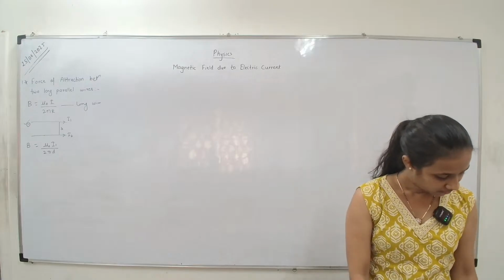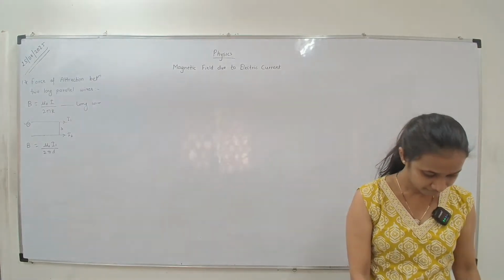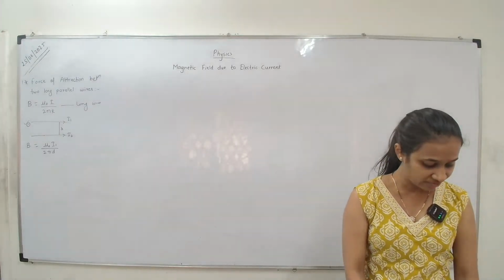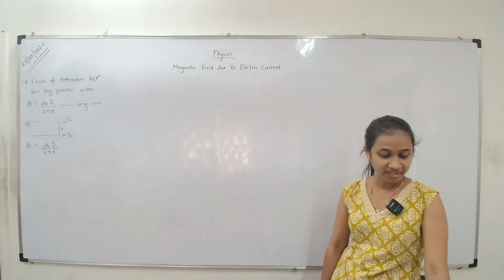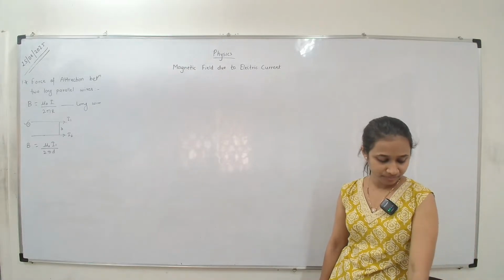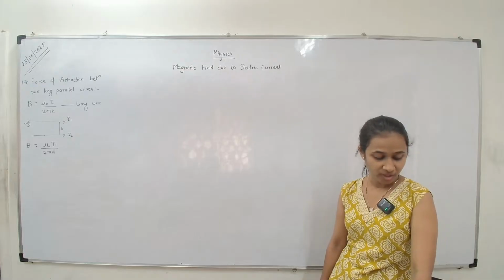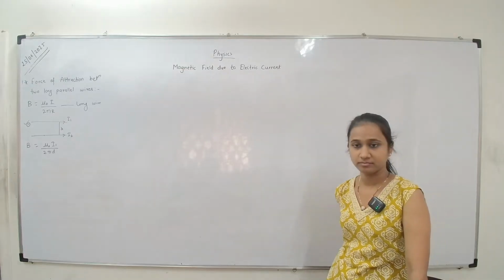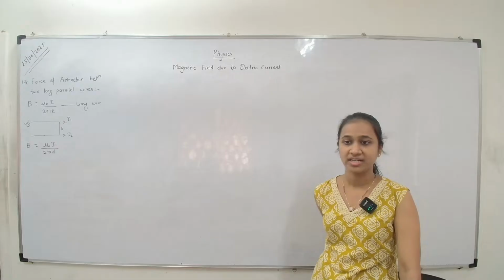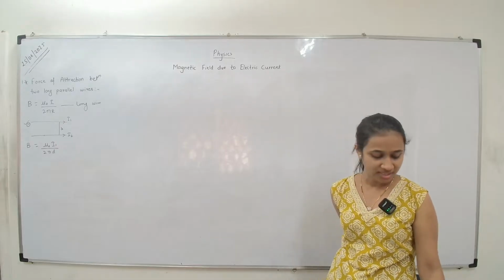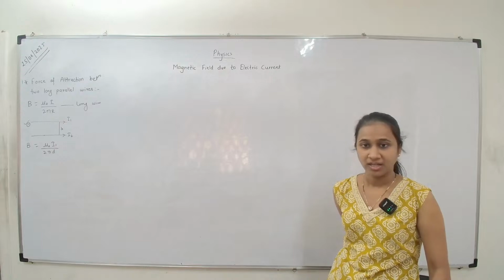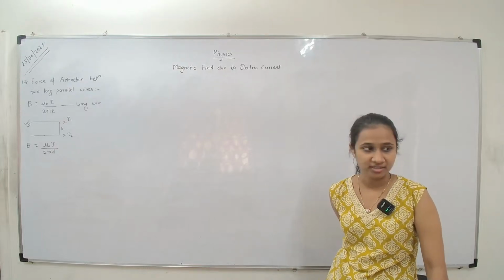Page number 235. Magnetic force on a wire carrying a current. Equation 10.14. What is the magnetic force? It is current into length into magnetic field. That is I L bar cross B bar. That is the force acting on a wire carrying a current.